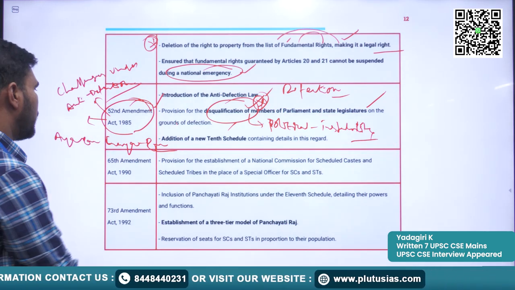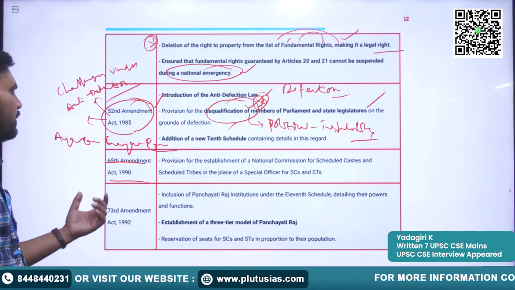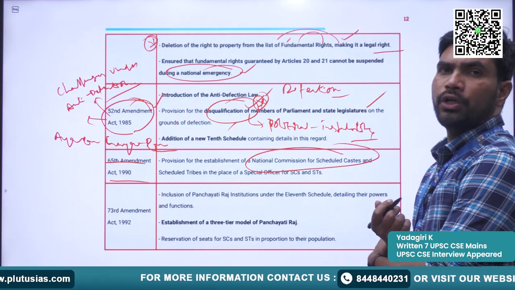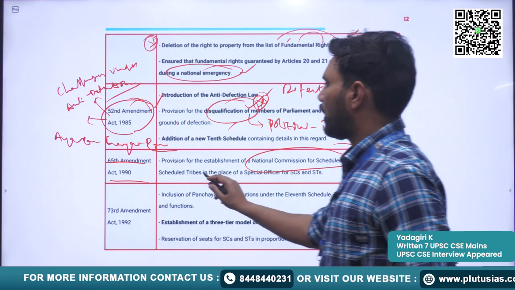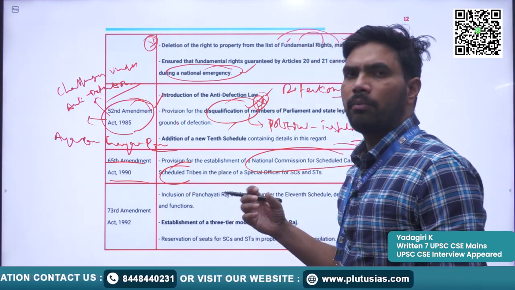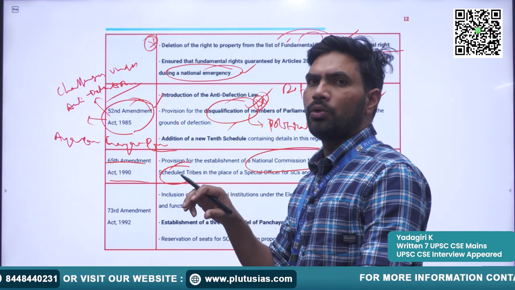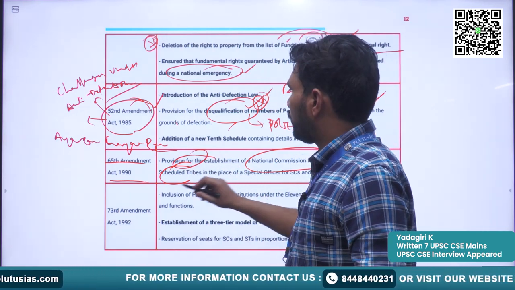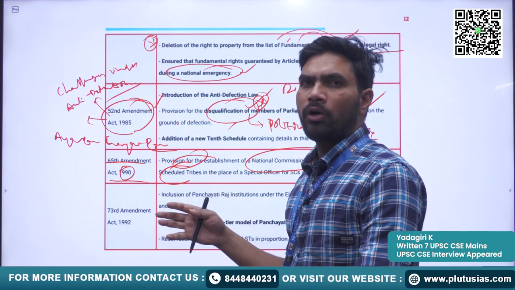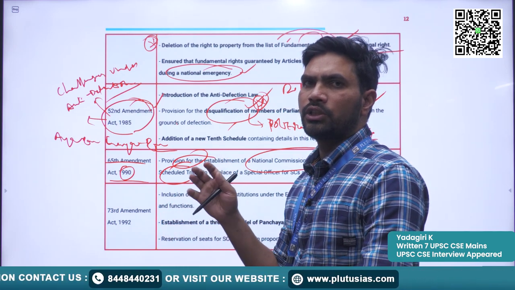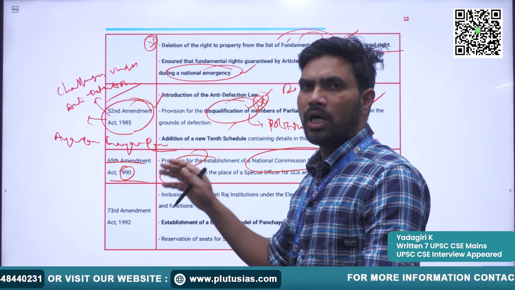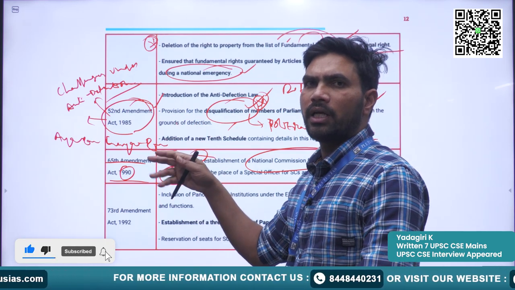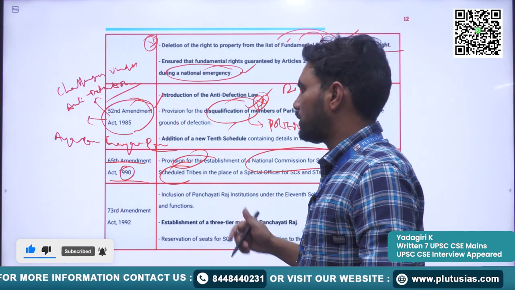Right. The next important amendment is the 65th Amendment Act of 1990. It provided for the establishment of a National Commission for Scheduled Castes and Scheduled Tribes. Earlier there was a single National Commission for both Scheduled Castes and Scheduled Tribes. Through the 65th Constitutional Amendment Act, made in 1990, separate bodies were created for Scheduled Castes and Scheduled Tribes: the National Commission for Scheduled Castes and a separate National Commission for Scheduled Tribes. Yesterday when we were studying the constitutional bodies, we saw both these commissions.